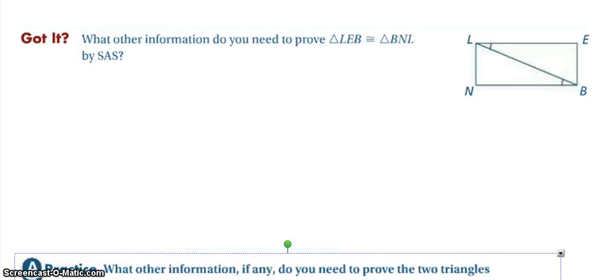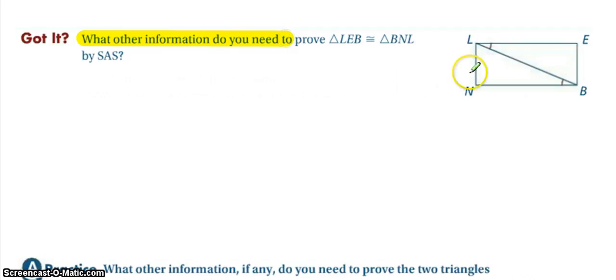Please make sure you've worked through section 2 of the lesson to make it to our got it here. We're trying to prove that triangle LEB would be congruent to triangle BNL. Now the issue here is, what else do we need? We don't have everything that we need, so what other information is needed to prove from side, angle, side?